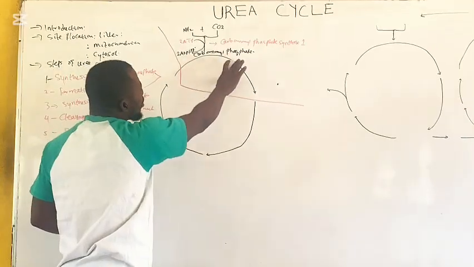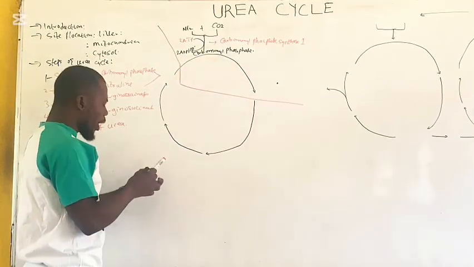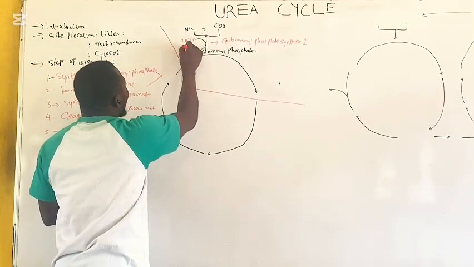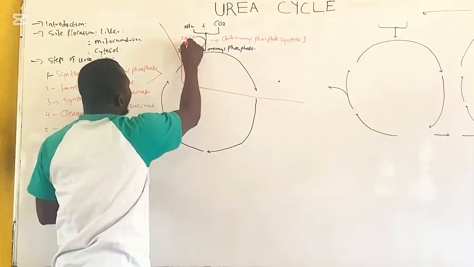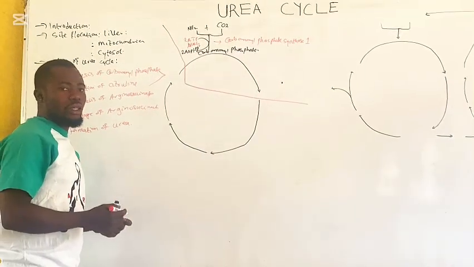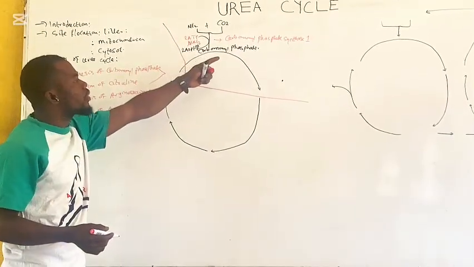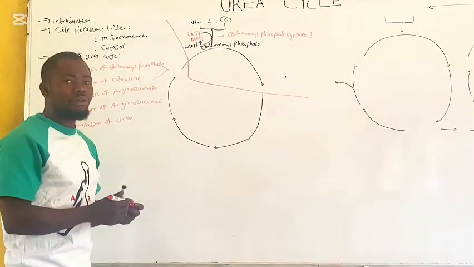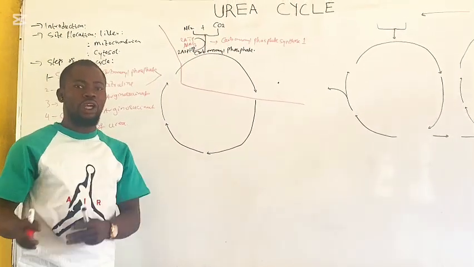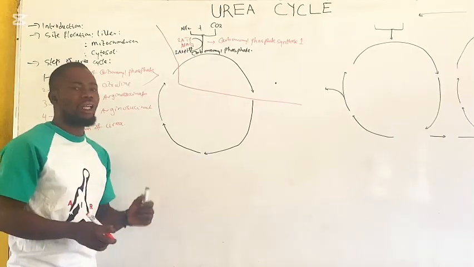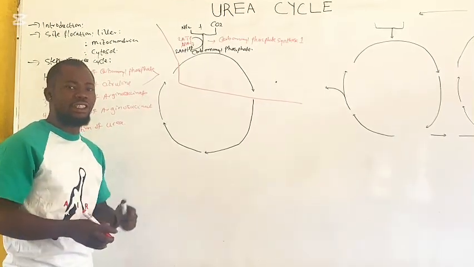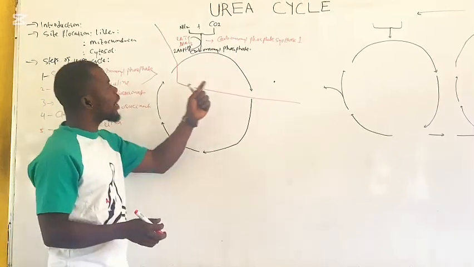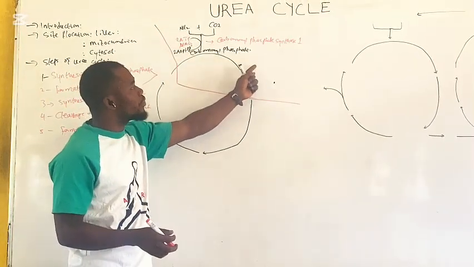Now, carbamoyl phosphate synthase 1 requires an activator which is called N-acetyl glutamate, that is NAG. N-acetyl glutamate is formed from glutamate and acetyl-CoA in the presence of the enzyme N-acetyl glutamate synthase, and it is degraded by an enzyme called hydrolase. There are 2 types of carbamoyl phosphate synthase.